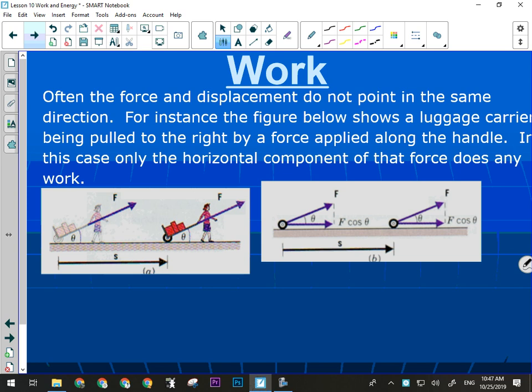So we've already talked about that, but that's just kind of a diagram to show you what I mean by that. Okay? If I'm pulling this luggage carrier, I'm exerting a force this direction, but only this part of it is actually making the suitcase carrier move in that direction. Right? So little things like that are things I'll need to remember.